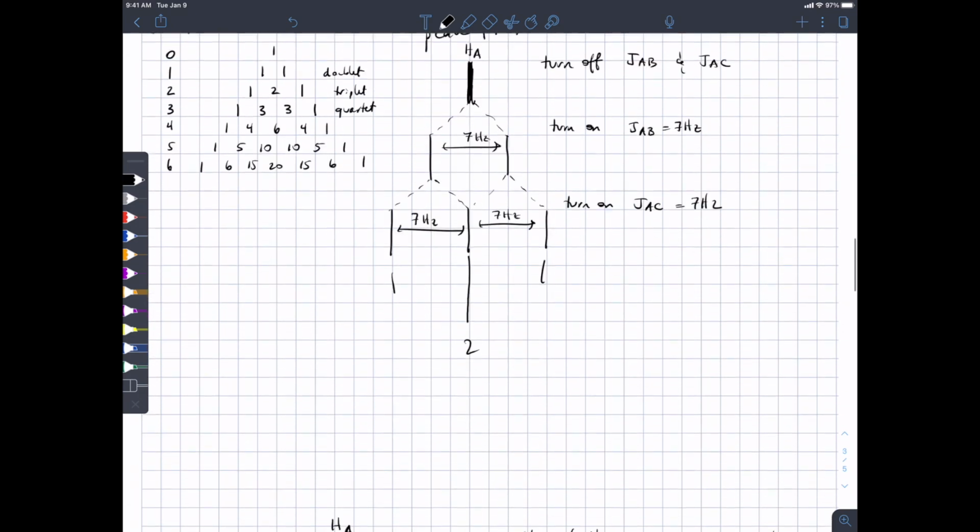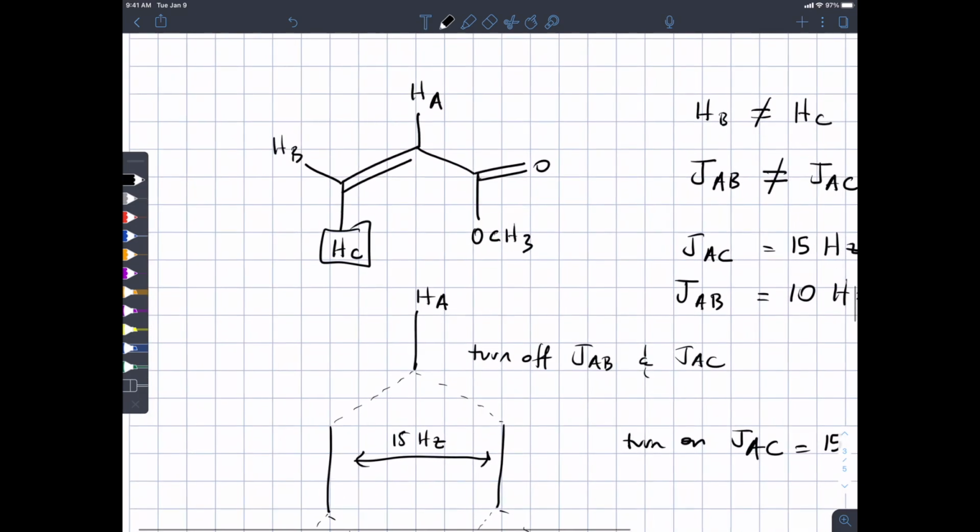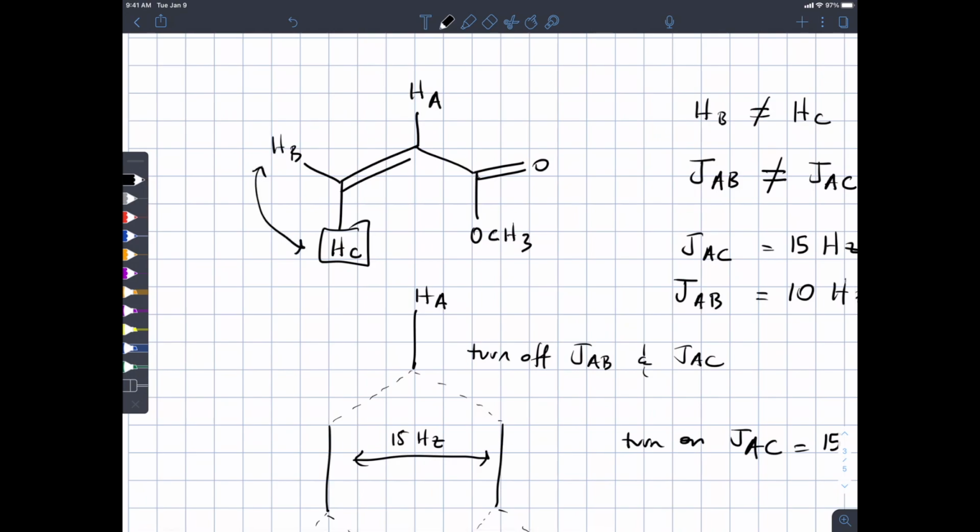However, B and C that are different can couple with each other. So in this situation, because HB does not equal HC, it's possible for the coupling between those two to not equal 0. And in fact, in this case, being on the same carbon, only separated by 2 bonds, in an olefin that coupling constant is closer to, I think, 5 hertz. It's in your text. It might be smaller or larger than that, but that's about where it is. And I guess that's where we'll have to leave it for today.